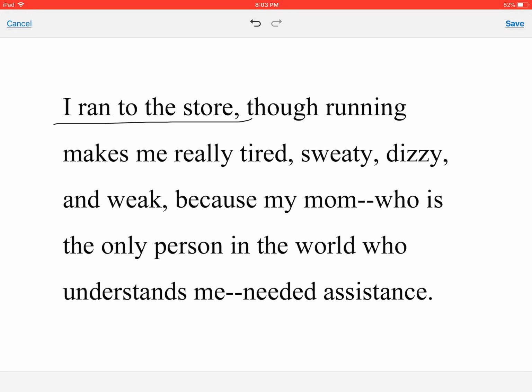I ran to the store. Though running makes me really tired, sweaty, dizzy, and weak. That's just all detail. You don't need that to understand the sentence, right? Because my mom, who is the only person in the world who understands me, needed assistance. That part is just detail. Like, all you need is this. I ran to the store because my mom needed assistance. That's all you need. That's what the sentence is saying. The rest is detail. So you have to simplify it.